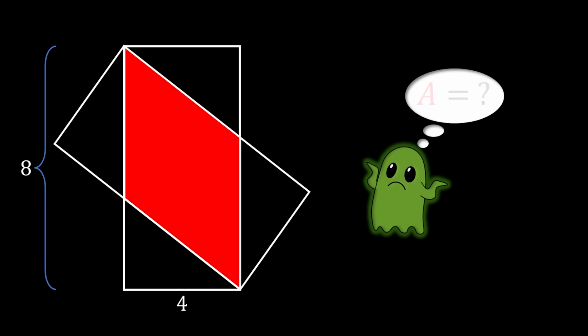For this problem, we will first start with a rectangle with the height of 8 and the base of 4. Then we will clone this rectangle, rotate it, then slide it back to our original rectangle in such a way that their opposite corners overlap. The question is, can we calculate this overlapping area of these two rectangles?